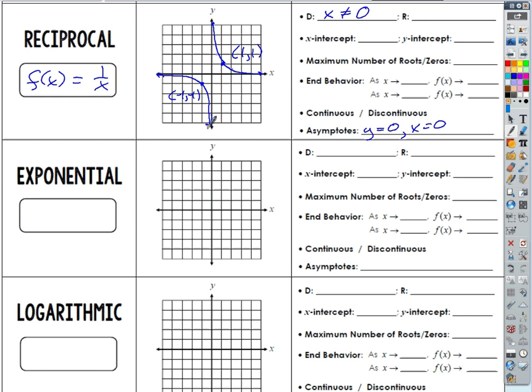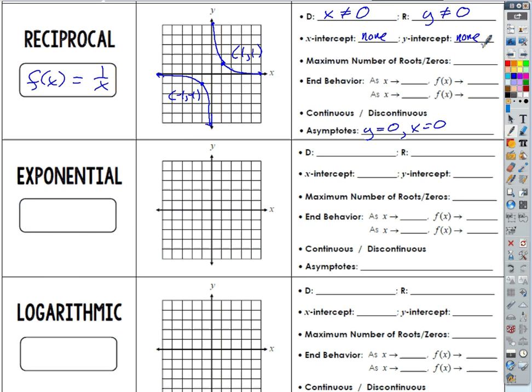Let's finish this real quick. So the range is what then? The range is R, except for 0. So the range is y cannot equal 0, right? The x-intercept: there is none. There is no x-intercept in this function. The y-intercept, the maximum number of roots or zeros?